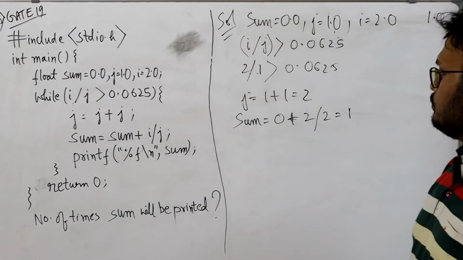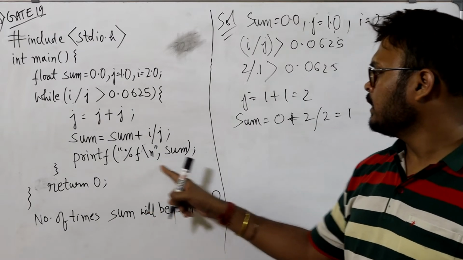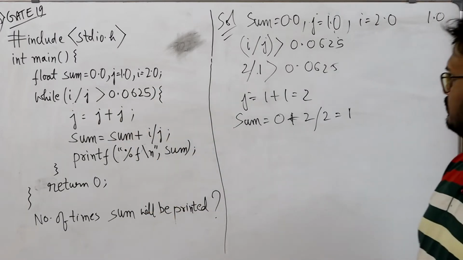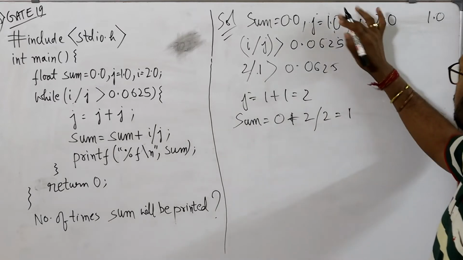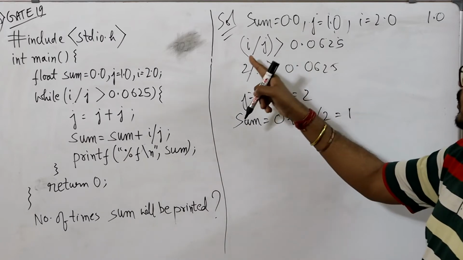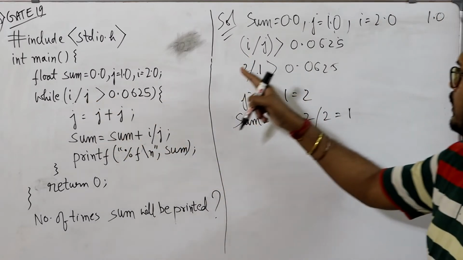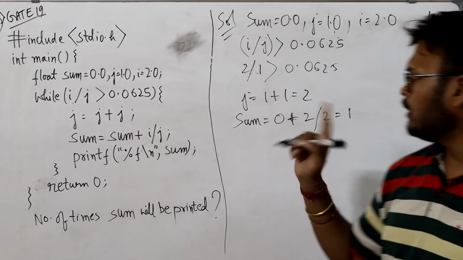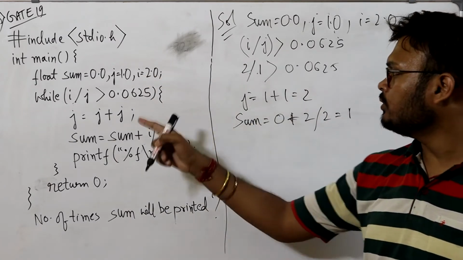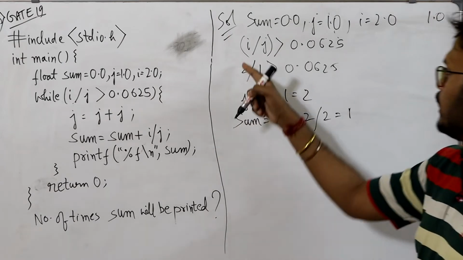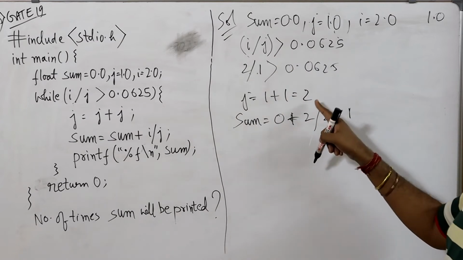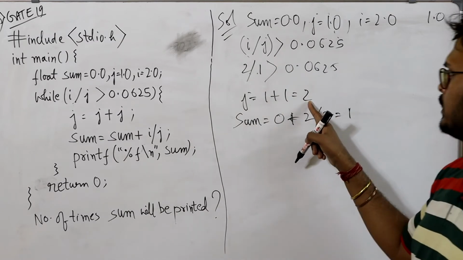Okay. So after the execution of this line, we will come here again. Now you see, this condition will be checked again. Just notice one thing: the value of I will never be changed. Only the value of j and sum will be changed. So here I will remain as 2. Fine. So what is the updated value of j? The updated value of j is 2.